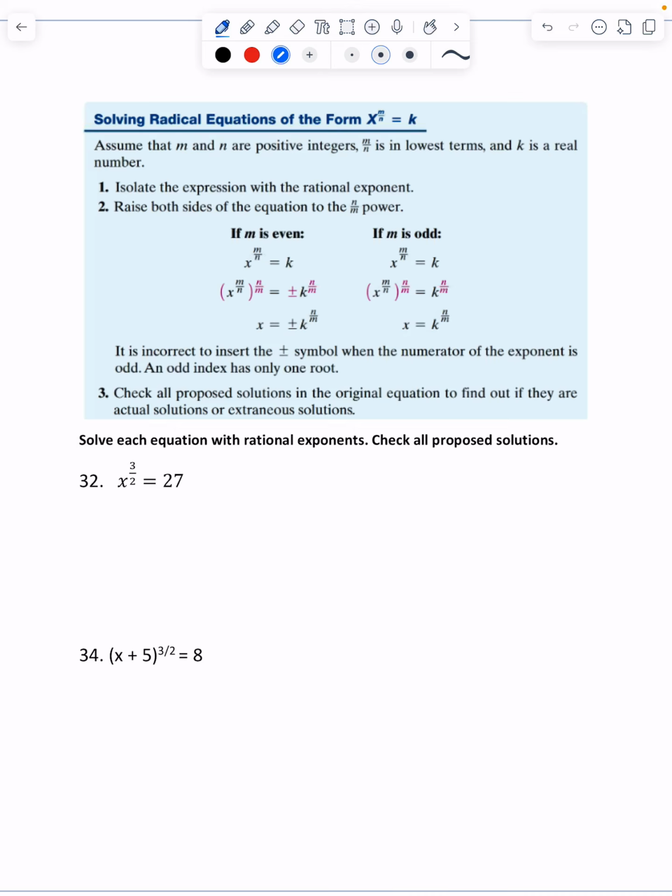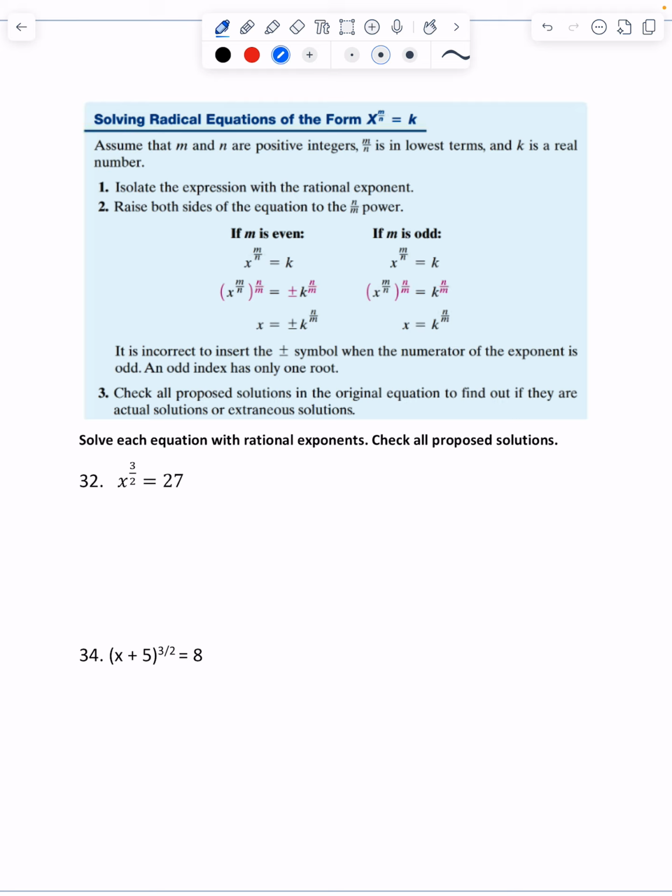Let's talk about how we solve radical equations that are in the form x raised to the m over n equals k. Basically, we're going to be solving equations whose exponent is a fraction. That's what we mean by rational exponents, fractional exponents. The key to this is to get rid of the fractional exponent, you're going to raise both sides of the equation to the reciprocal power.